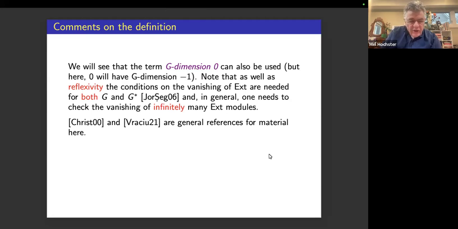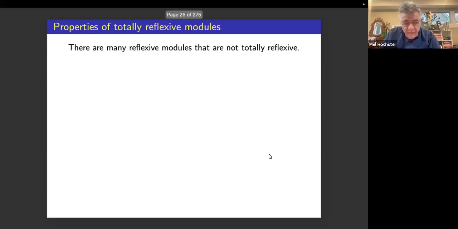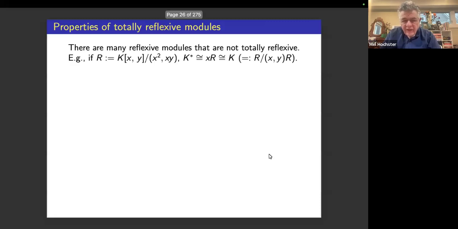And as general references for finite G dimension, there's a book by Christensen, and Adela Vraciu has a survey in a volume dedicated to David Eisenbud. And there are many reflexive modules that are not totally reflexive. So, for example, if you take k[[x,y]] modulo (x squared, xy) and look at the residue field, it's reflexive. The dual is isomorphic. If you Hom into R, you get a copy of k back.